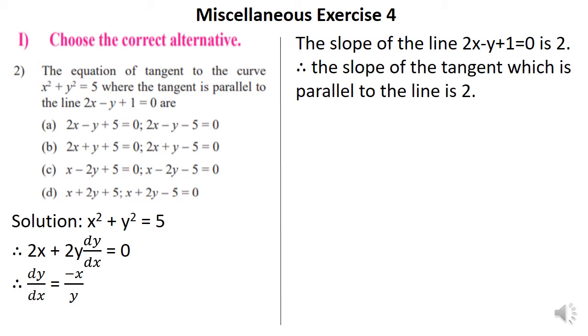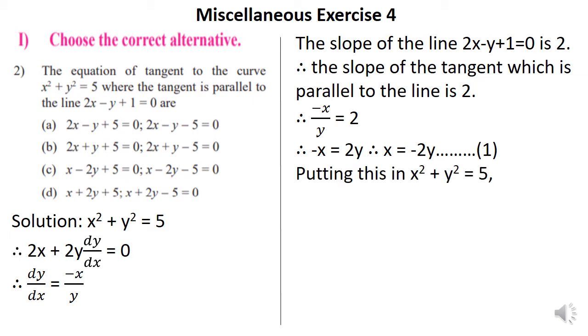Then the slope of the tangent. They have given that the tangent is parallel to the line, and parallel lines have equal slopes, so the slope of the tangent as well is 2. Now we know that the slope of the tangent is 2, so we have minus x upon y as 2, because dy by dx is nothing but the slope of the tangent at a particular point. So minus x upon y is equal to 2, and minus x is equal to 2y. So from here we get x as minus 2y. That is the first part of the sum.